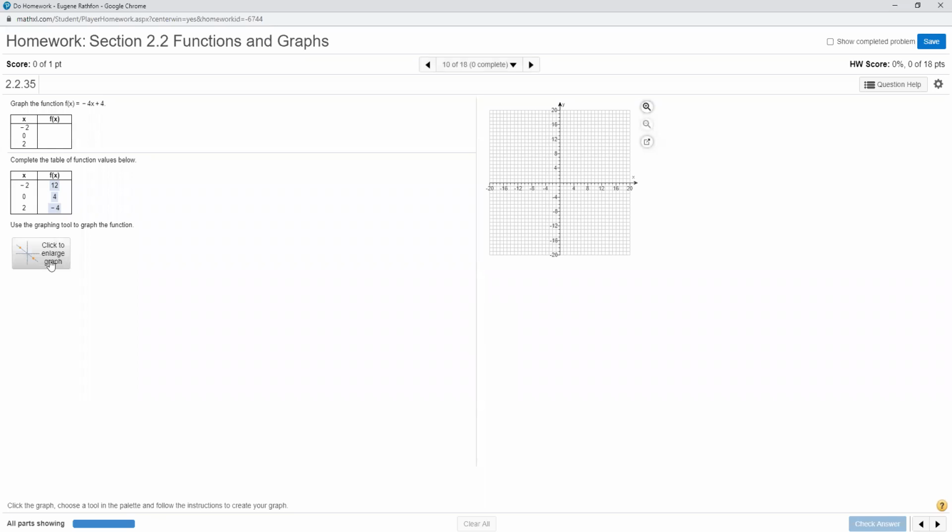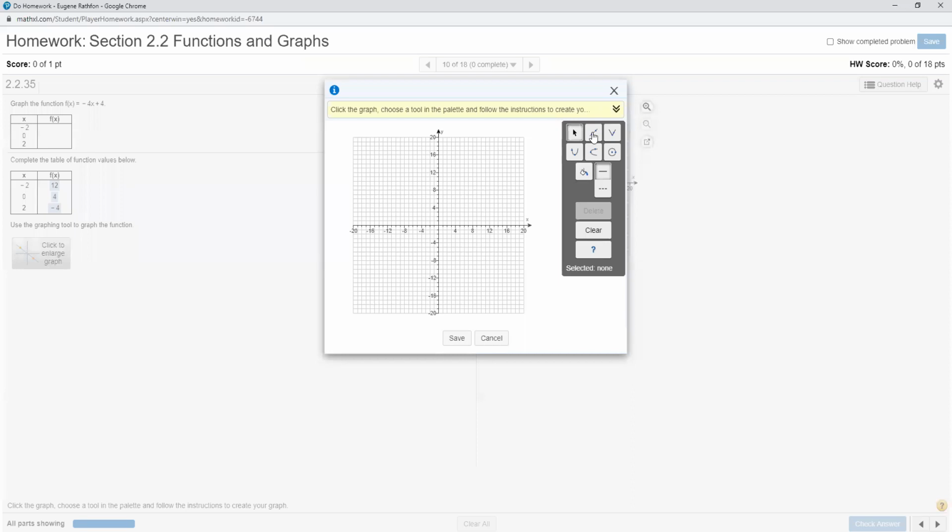Now, click enlarge graph. This is going to be a straight line because it's just got an x in it. So we click the straight line tool. Now, you can only plot 2 of the points. All 3 of the points will be on the line, but you can only plot 2 of these points. So I'm going to plot negative 2, 12. So I'm going to go over to negative 2 and up to 12. And remember, it shows my point up in that little yellow strip on top. So click that. And then my next point I'll do 0, 4. So there's 0, go up to 4. It's showing me at 0, 4.